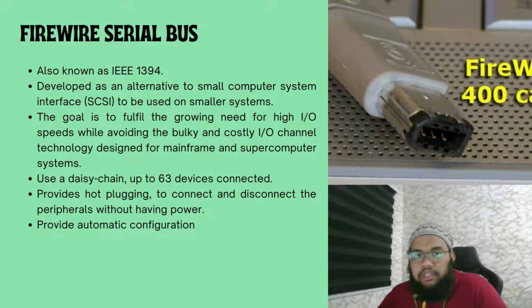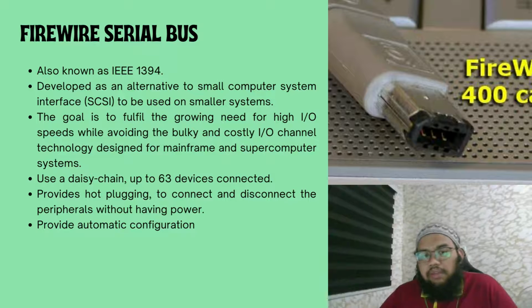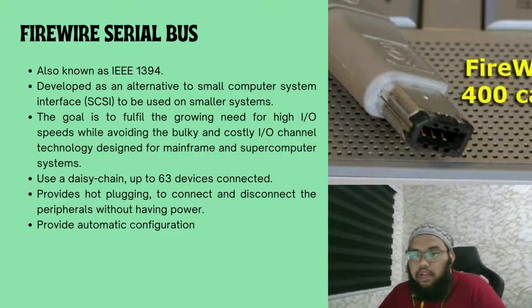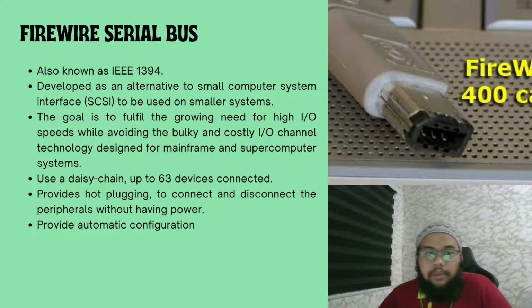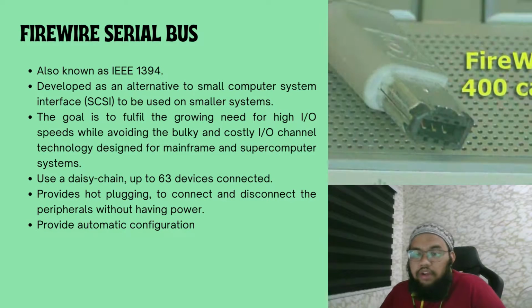And the FireWire serial bus uses a daisy chain with up to 63 devices connected. It provides hot plugging, which is to connect and disconnect a peripheral without turning off the power, and provides automatic configuration.